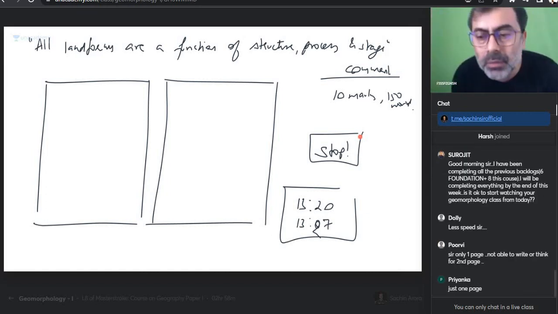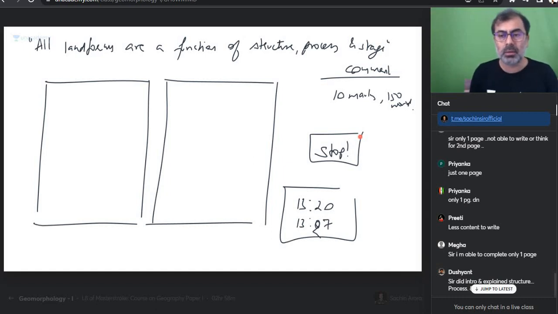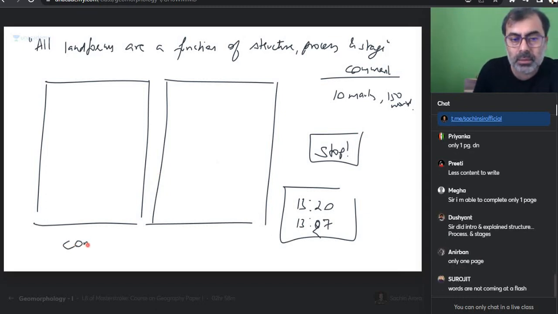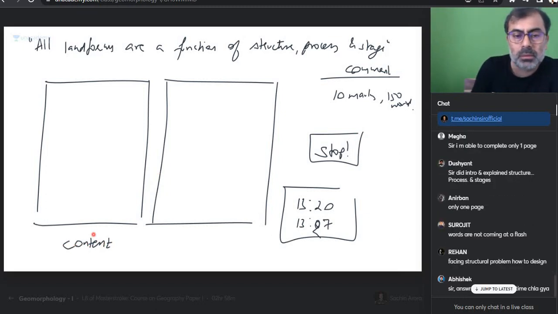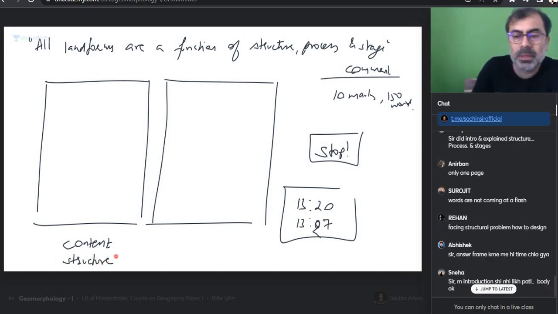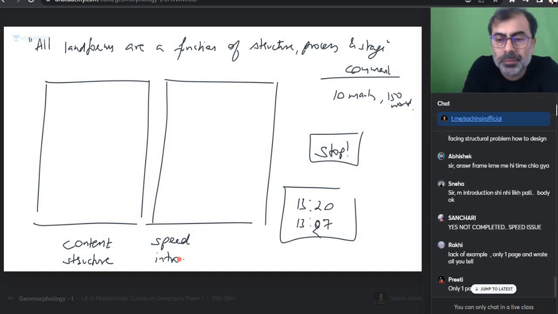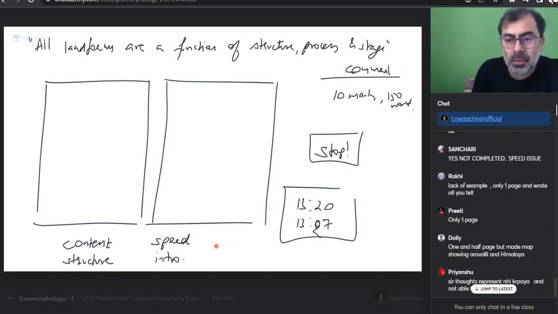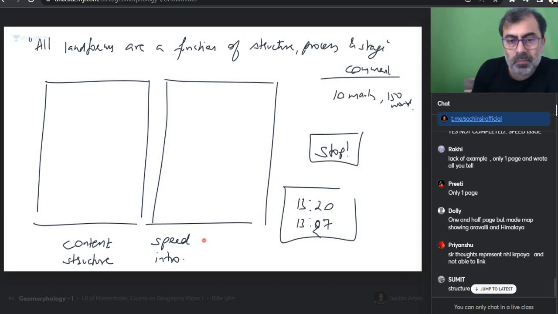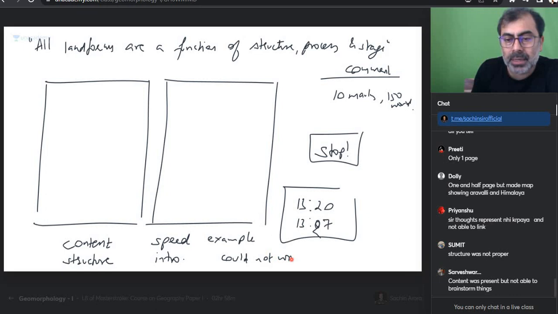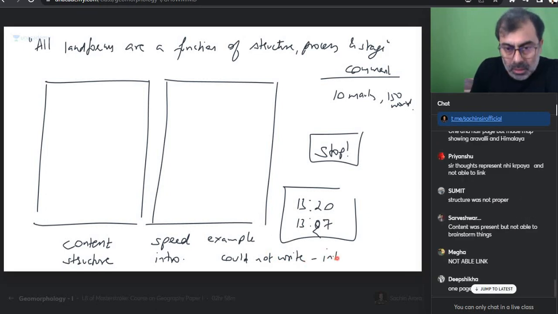So speed is less, only one page, sir, not able to write and think. कोई भी पोस्ट कर रहा है, मैं कुछ पढ़ने वाला नहीं. Less content to write. तो हमारे पास content नहीं था. बट अभी तो पढ़ाया था. So how to structure it? So speed. Sir, intro. Example नहीं था. So I knew but could not write. Could not write. So there was, like, inertia. Inertia against writing.